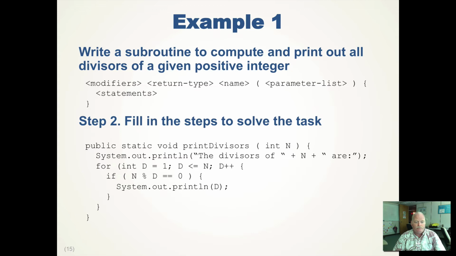Now, if n is negative, what happens? Let's think about this a little bit. d starts at 1, n is negative. Is d ever going to be less than or equal to n? No, it can't be. So we don't execute anything.